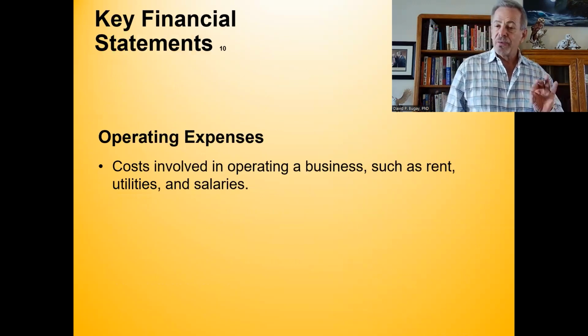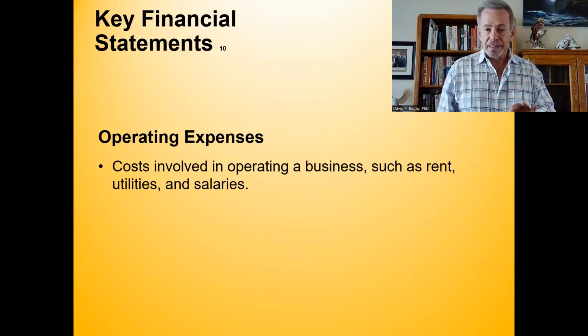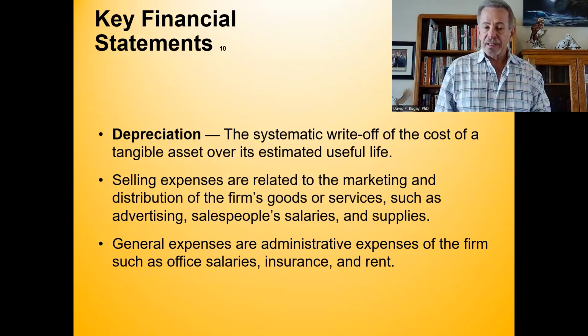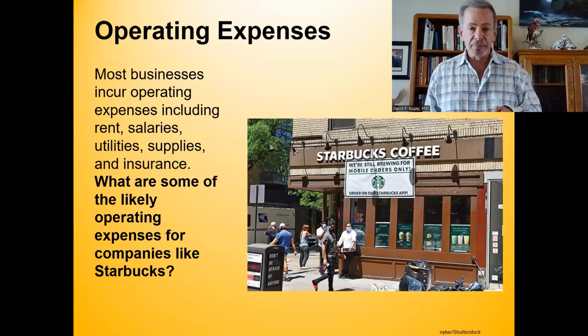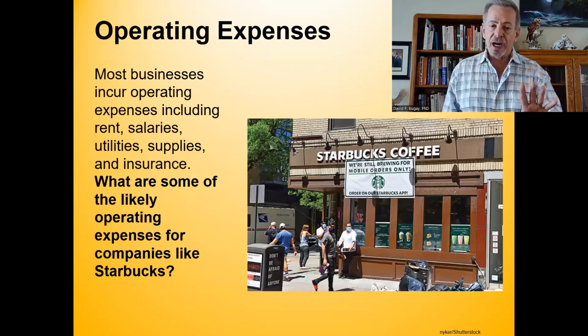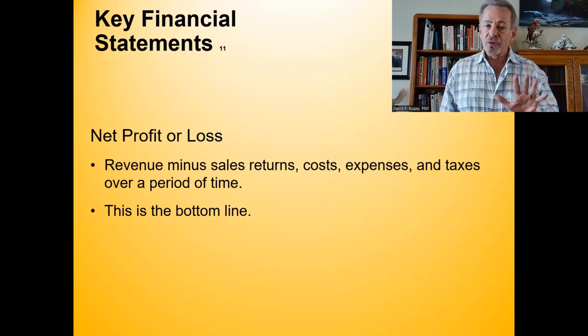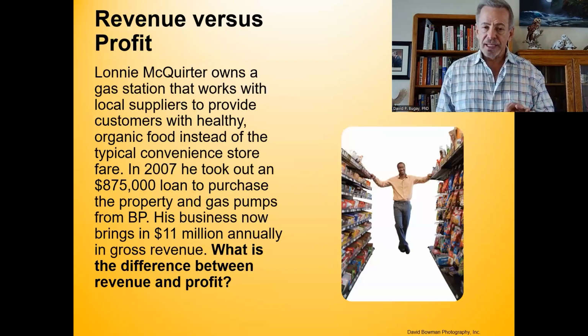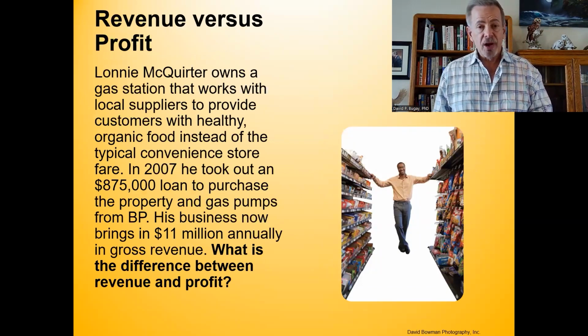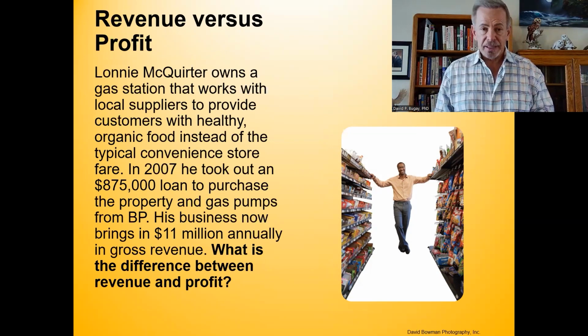And of course, revenues minus your expenses, then rent and everything else, and then you write off the cost of your tangible assets over a period of time. That's another expense. And by the time you have all your operating expenses, you have your gross profit. And then you're going to look at your sales returns and the bottom line, take off your taxes, and then you have your net profit, hopefully, or your net loss.